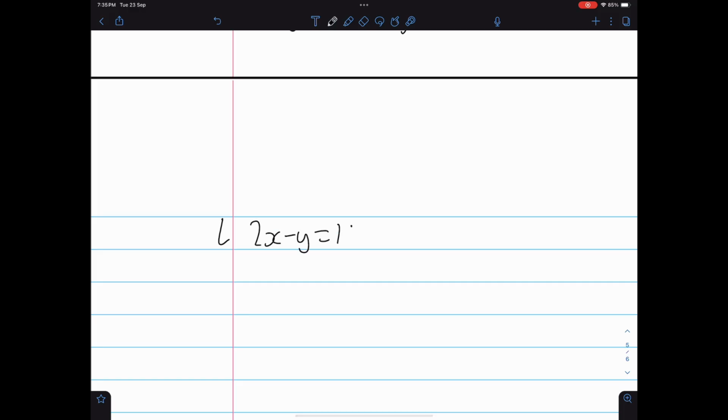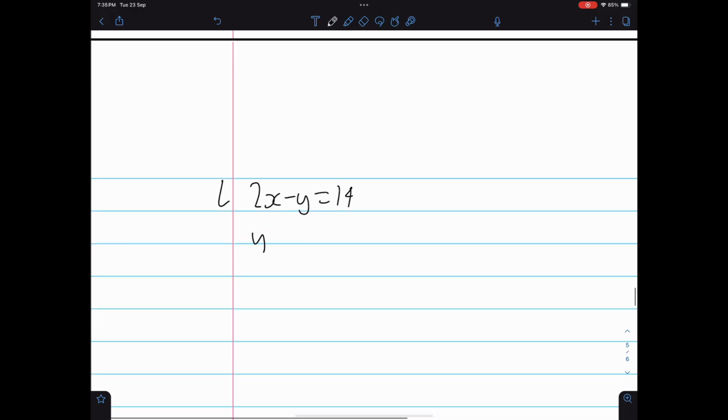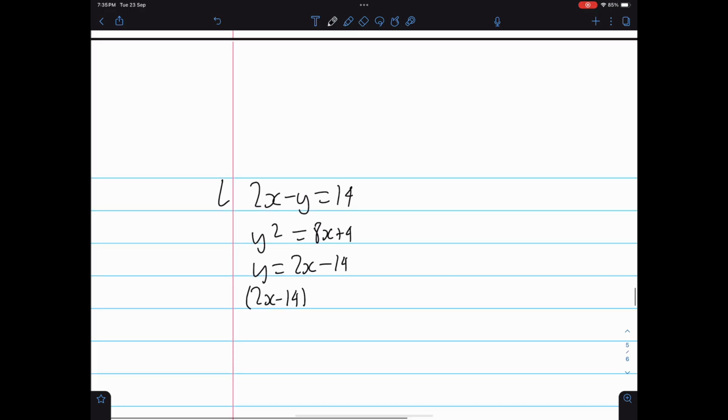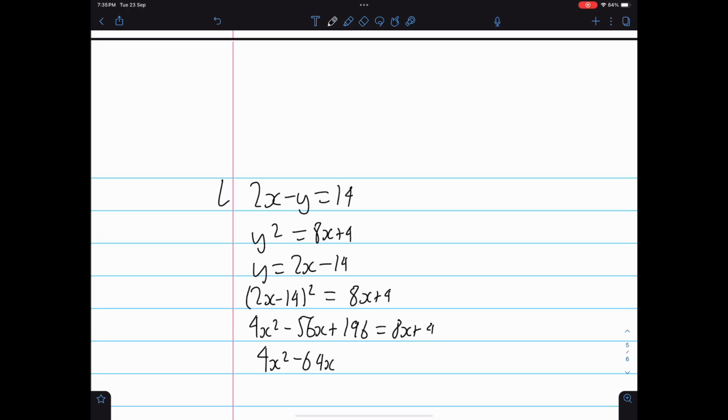2x minus y equals 14. y squared equals 8x plus 4. y equals 2x minus 14. (2x minus 14) squared equals 8x plus 4. 4x squared minus 56x plus 196 equals 8x plus 4. 4x squared minus 64x plus 192 equals 0.